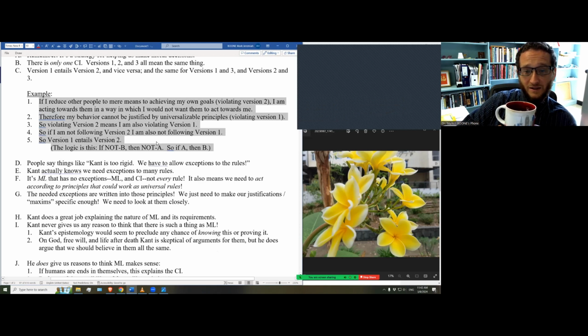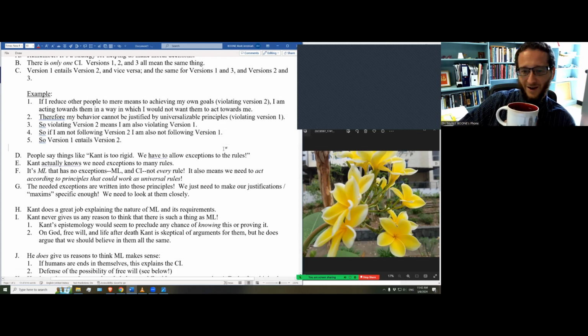If I'm keeping version 1 of the categorical imperative, let's not go through the logic there. Let's just move that logic out. My brain's not in the right position for a Modus Tollens argument.